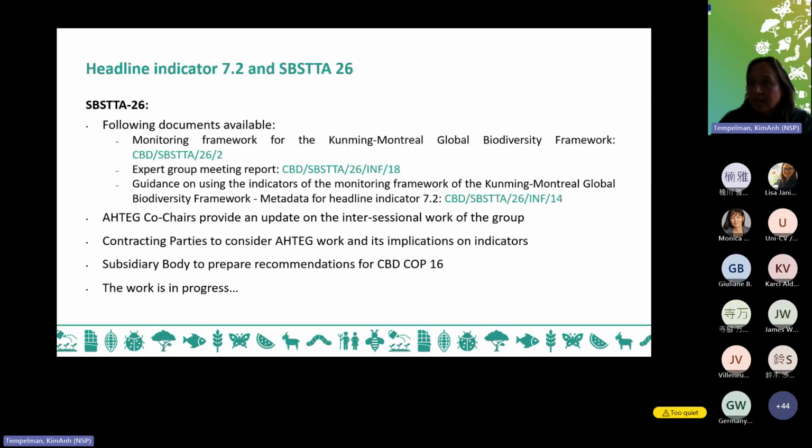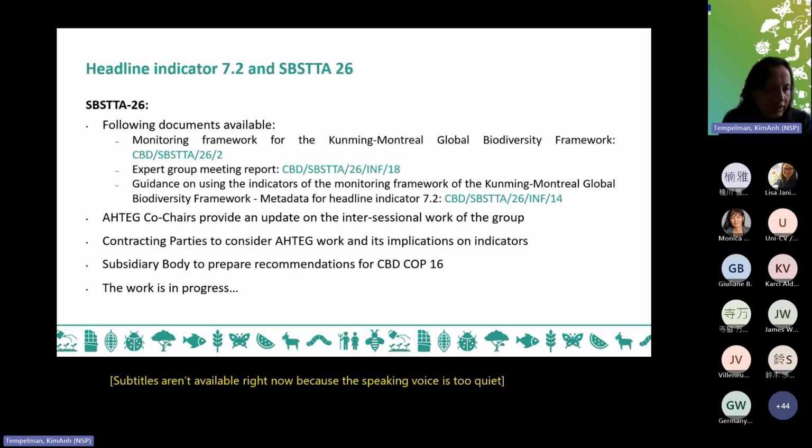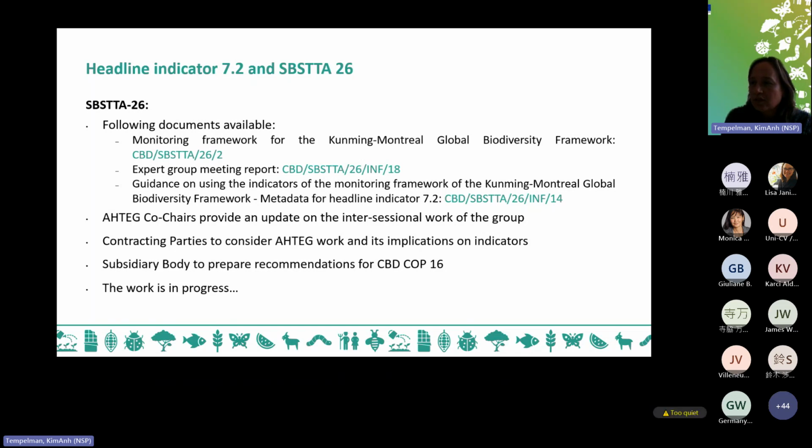Then the last slide, I just wanted to provide you an overview of the documents related to all the work that has been done so far on this headline indicator. So at Substat 26, all these documents are now available online. There's, of course, the main official document, the monitoring framework for the Kunming-Montreal Global Biodiversity Framework, which is document CBD/Substat/26/2, which includes information on, again, headline indicator 7.2.